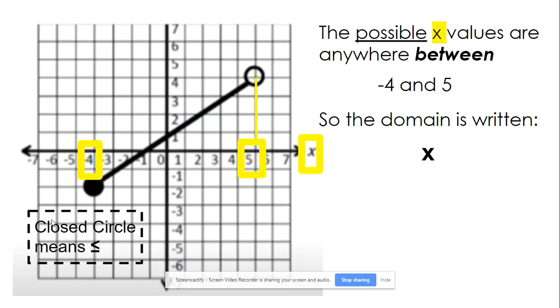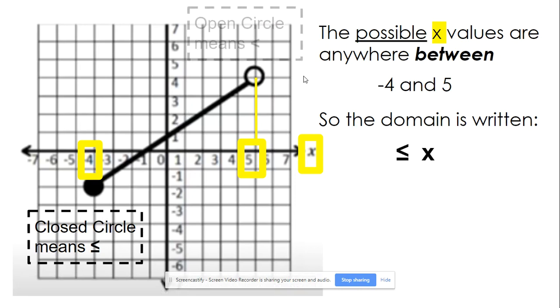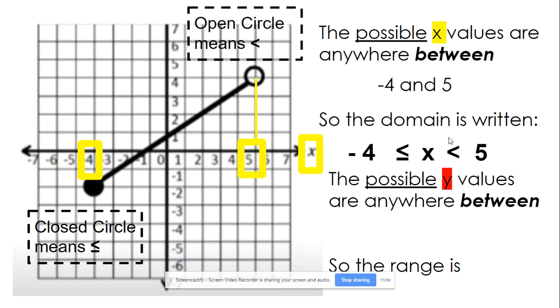A closed circle means less than or equal, but on this side I have an open circle, which means just less than. That's how I'm going to write this, because this would be my first value and this will be my second value. So I should have x falls anywhere between -4 and 5. It can be -4, but it also can be -3, -2, -1, all the way up to 5, but 5 would not be included because of the less than symbol. All right, so let's look at the range.